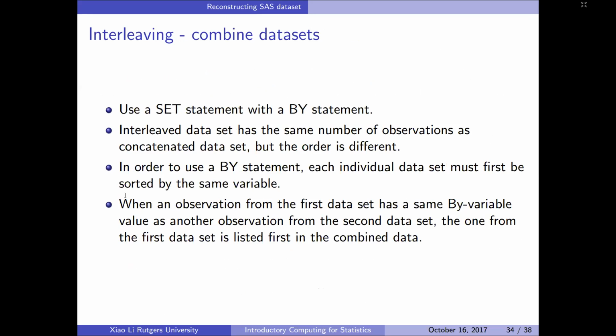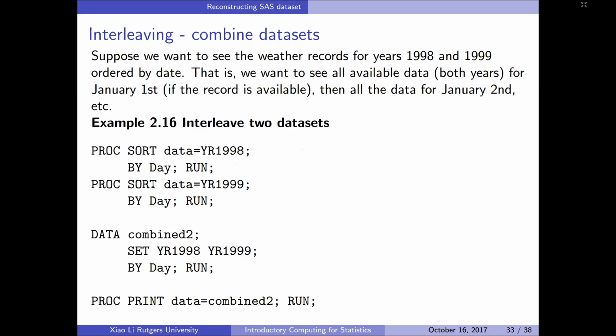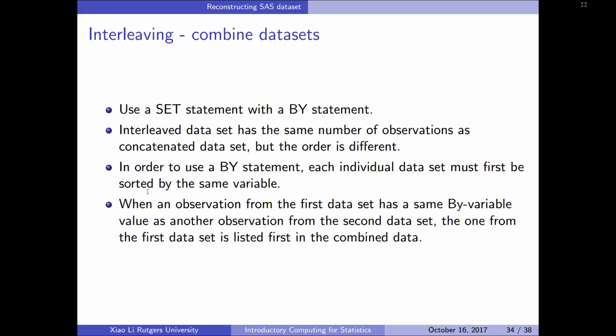In order to use a by statement, each individual dataset must first be sorted by the same variable. When an observation from the first dataset has the same by variable value as another observation from the second dataset, the one from the first dataset is listed first in the combined data. You can understand how these two different methods work in the video link I put in the announcement.